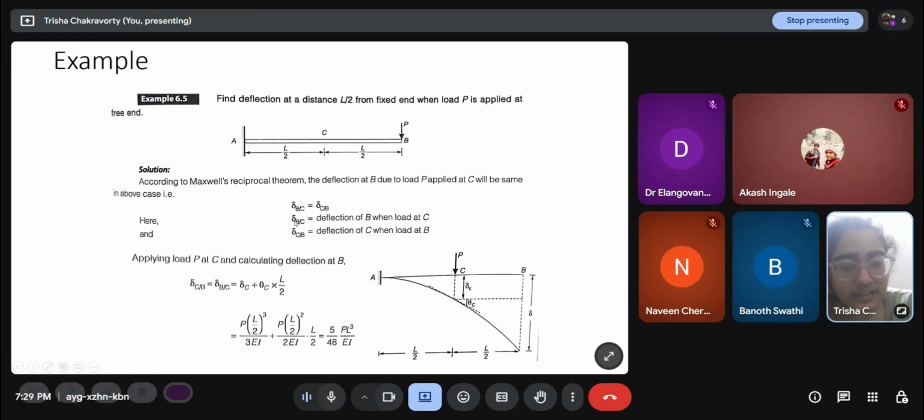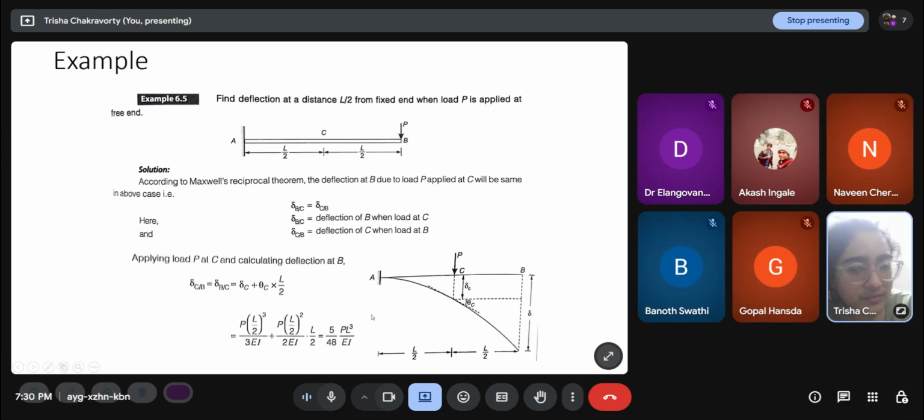So delta BC is deflection of B when loaded at C, and delta CB is deflection at C when load is at B. Applying load P at C will be easier because if I apply a force P here, AC acts as a cantilever beam. So the deflection delta C is equal to the tip deflection formula of cantilever beam, which is PL cube by 3EI. So P(L/2) cube by 3EI. This is one component, and now there is some slope generated. There is also a formula of slope at the tip of cantilever beam, which is equal to PL square by 2EI. Now, up to AC, there has been a parabolic deformation.